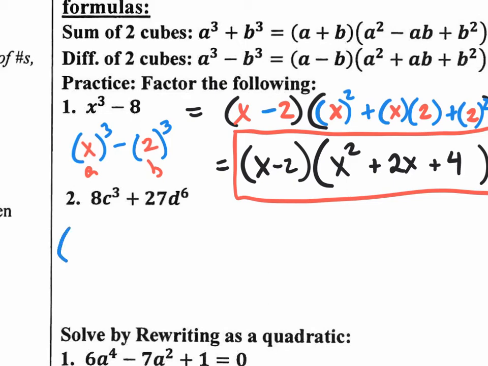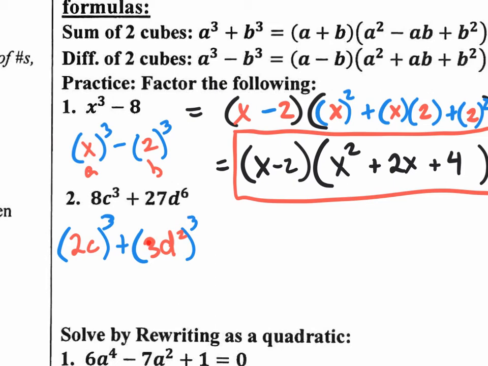So this is the first most important part, to identify what your a and b value are. This is not part of your formula. It's just identifying what your a and b value are. So what would belong in this first parenthesis in order to end up with 8c cubed? 2c. And what would we need over here, this is a little bit more challenging, to end up, when you cube it, to end up with 27d to the 6th? 3d squared. Perfect.